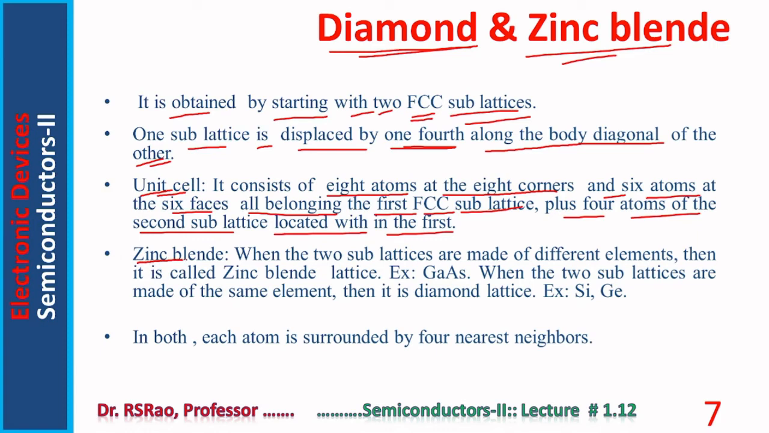Now, zinc blend. When the 2 sublattices are made of different elements, then it is called zinc blend lattice. Gallium arsenide is an example. When the 2 sublattices are made of the same element, then it is diamond lattice. Silicon and germanium belong to diamond lattice. The structure is the same, the only difference is whether sublattices are made of the same or different materials. In both, each atom is surrounded by 4 nearest neighbors.